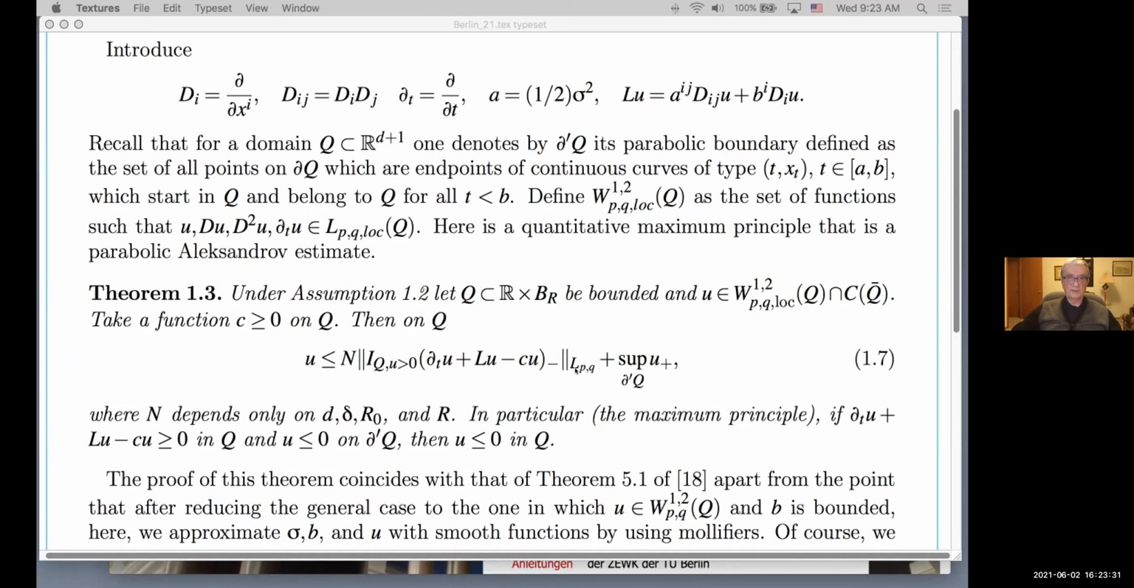The usual parabolic Alexandrov estimate is when here it is L_{d+1}. Now it's L_{p,q}, and p and q both can be less than d+1. They can be equal to d_0+1, and d_0 is less than d, times the sup of u_+ over the parabolic boundary. So in particular, the maximum principle: if this operator is bigger than 0 in Q and u is less than 0 on the boundary, then u is less than 0 in Q.